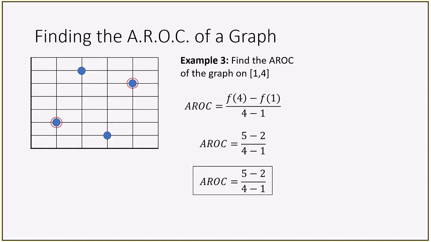Which makes sense. If you were to draw a line connecting those 2 points that I circled, that line would have a slope of 1. It'd be up 1 over 1, up 1 over 1, up 1 over 1, and we would get the slope of a line that connects both of those points. So I apologize, I made a mistake. That answer should not be boxed. The correct answer for this slide is 1. The average rate of change is 1 for those 2 points.